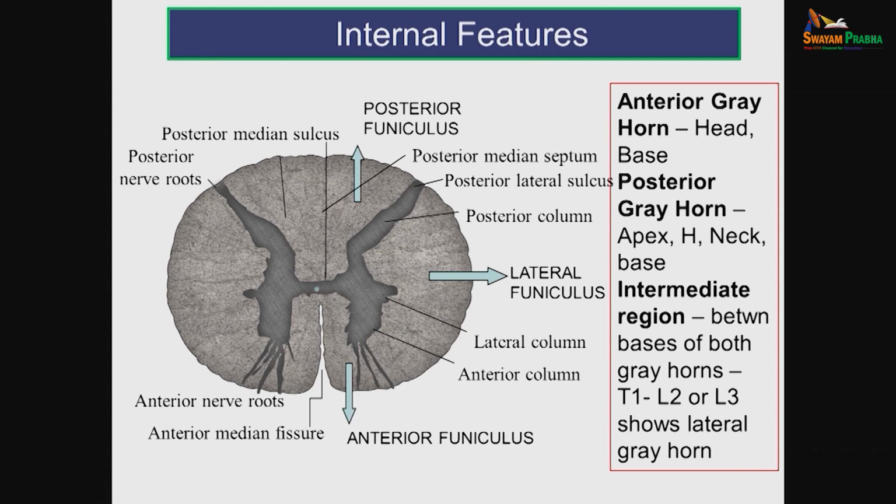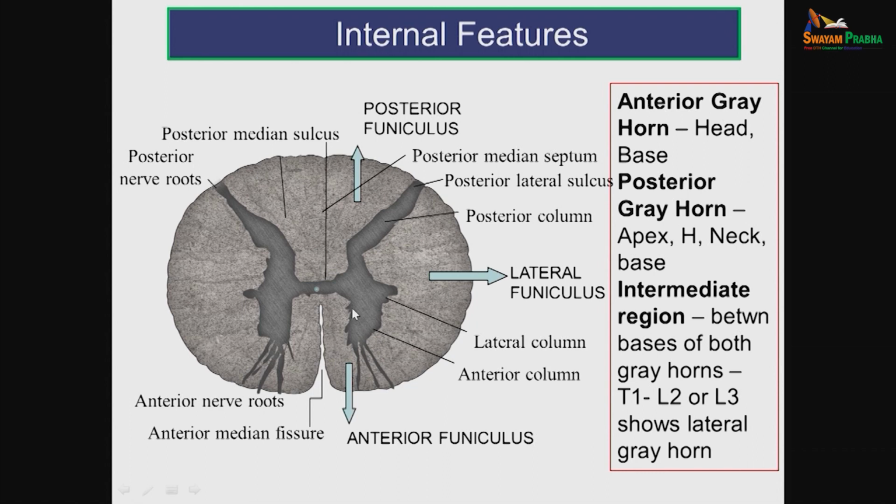So what is grey matter? Grey matter is composed of nerve cell bodies, neuroglia and blood vessels. Why is it called grey matter? The predominance of the neuronal somata, that is the nerve cell bodies, gives it a greyish appearance. So the predominant structure present in the grey matter is the neuronal somata, or the nerve cell bodies, and that gives a greyish appearance to the grey matter.